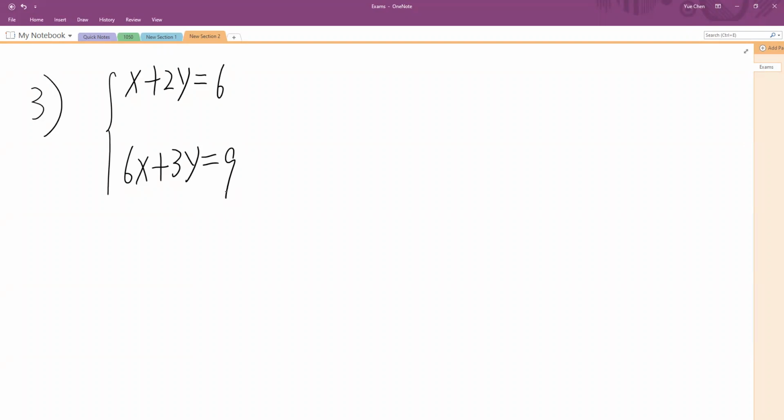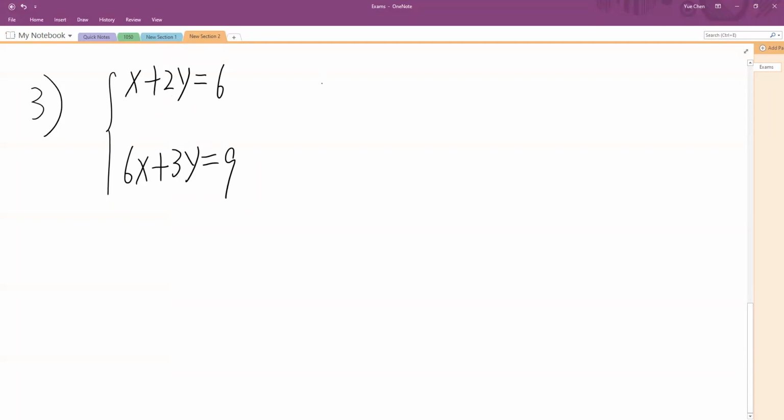Of course, you can eliminate y, right? But you need to find the least common multiple for the 2 and the 3, which is 6. And then you need to make one equation negative 6 and the other positive 6, right? Then you add them up. Okay, so here we have coefficient 1 for x, here 6. So if you want to eliminate x, you need to multiply equation 1 by which number? Negative 6. Yeah, negative 6.